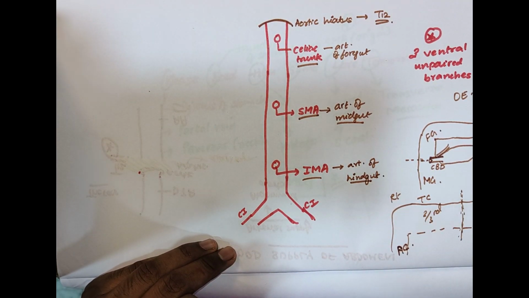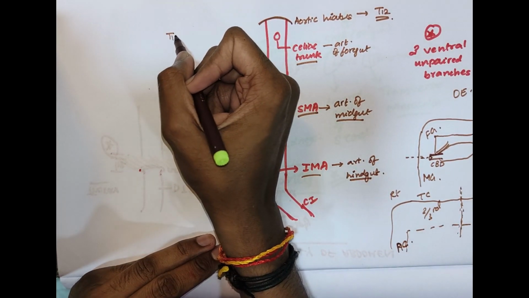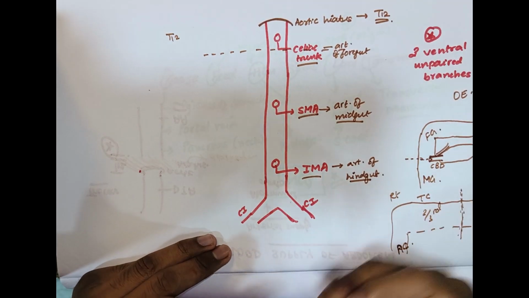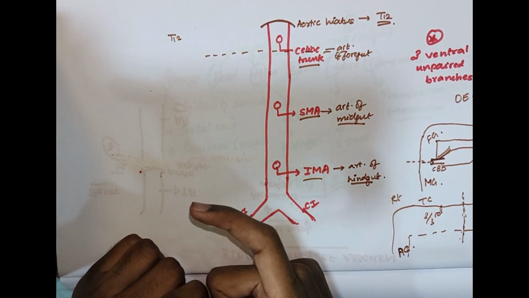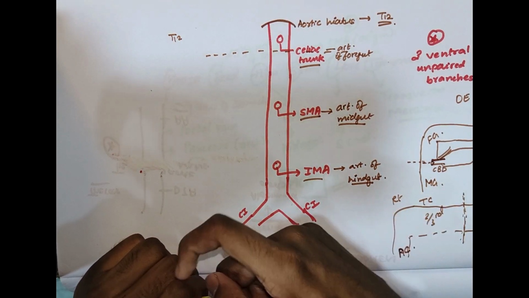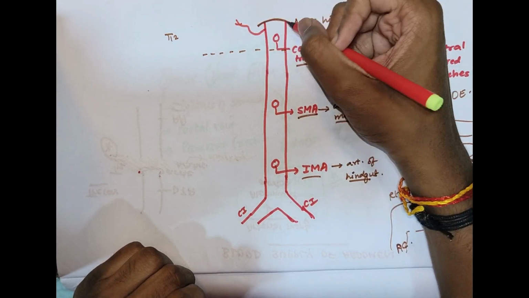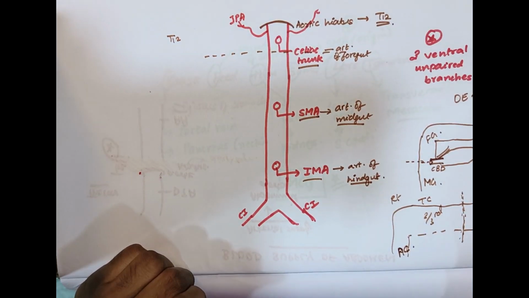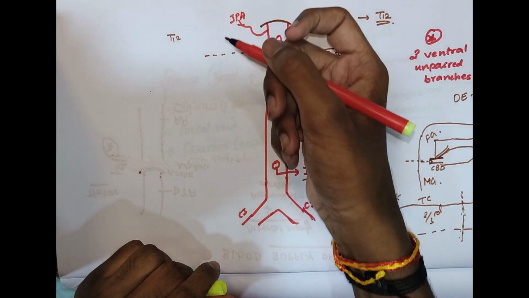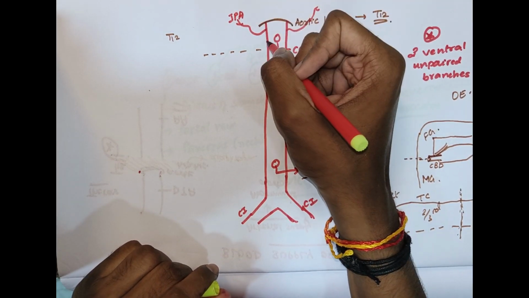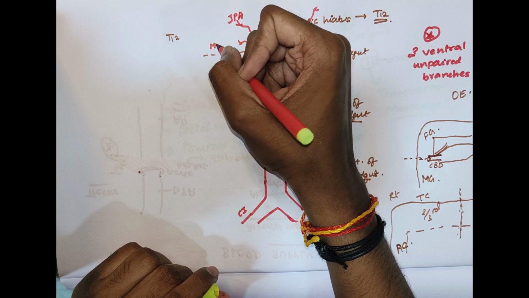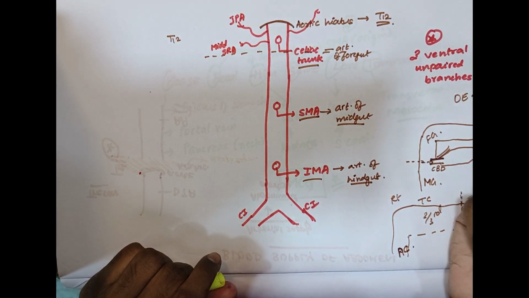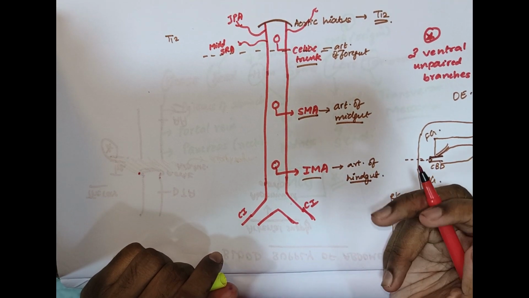Now talking about the smaller, minor branches. At the level of T12, we have other branches arising from the abdominal aorta. First of all, we have the inferior phrenic artery. Arising from the abdominal aorta, we also have the middle suprarenal artery, which will of course supply the suprarenal or adrenal glands.